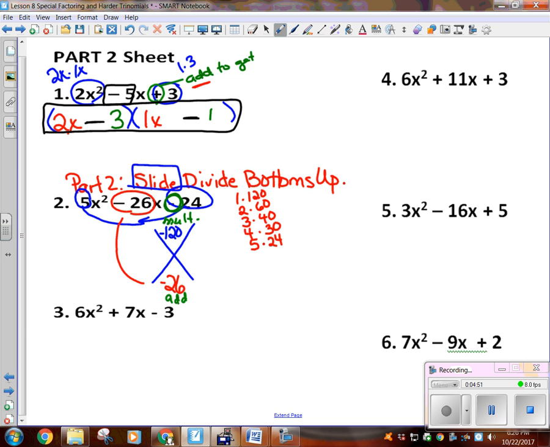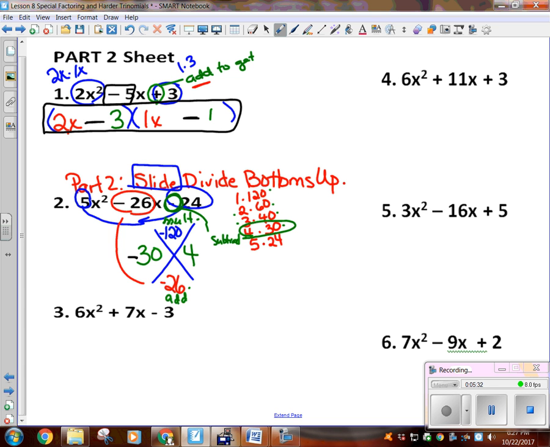The last term is a -24. So I need to remember that I'm going to mentally have to subtract. So which pair of factors subtracts to be 26? Which ones? 1 times, see, that one doesn't subtract. 60 subtract 2, that's not 26. 40 subtract 3, well, that's 37, that's not. What about 30 subtract 4? Yep, that's it. 30 subtract 4. So if I do 30 and 4, and I'm mentally going to subtract, it will give me 26. The bigger number wins the sign, so 30 is negative.